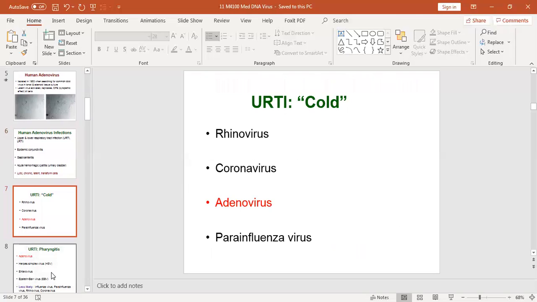Upper respiratory tract infection, slide number 7, or simply called the common cold, is caused by a variety of viruses. The main culprit in causing cold is rhinovirus, followed by coronavirus. Adenovirus is in the third place, and then we have parainfluenza virus. So as you can see, we get the cold, but the causative agent can be a variety of viruses.